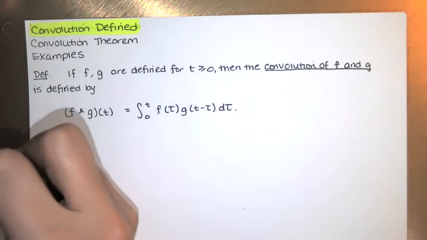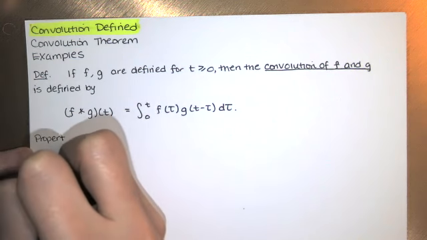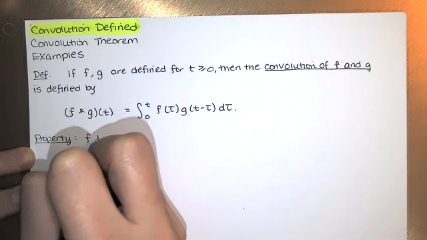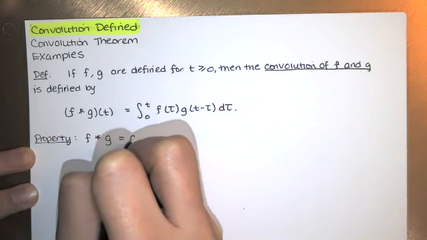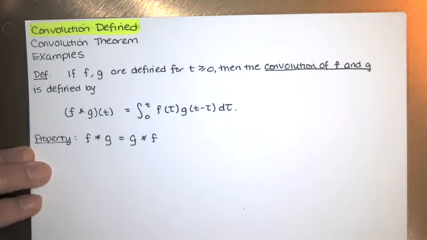Now, it turns out that it has many properties, but it's commutative. The convolution of f with g is the same as the convolution of g with f. And that can be shown pretty easily just by doing a substitution.